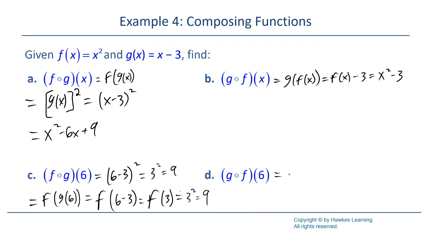So then similarly, if I do g of f of 6, that's just going to be 6 squared minus 3, which is 36 minus 3, which is just 33. And you could do that one similarly to the second way.